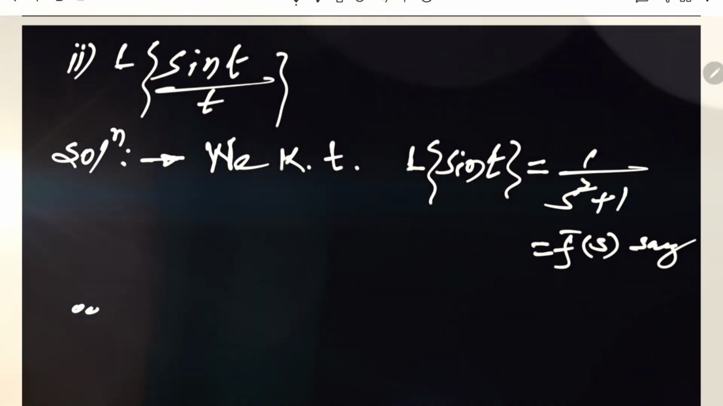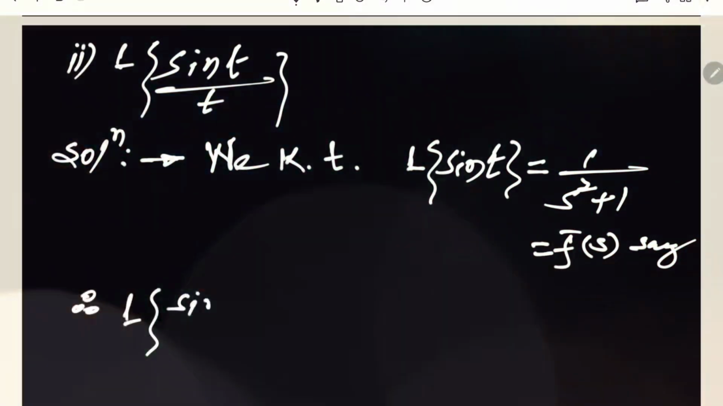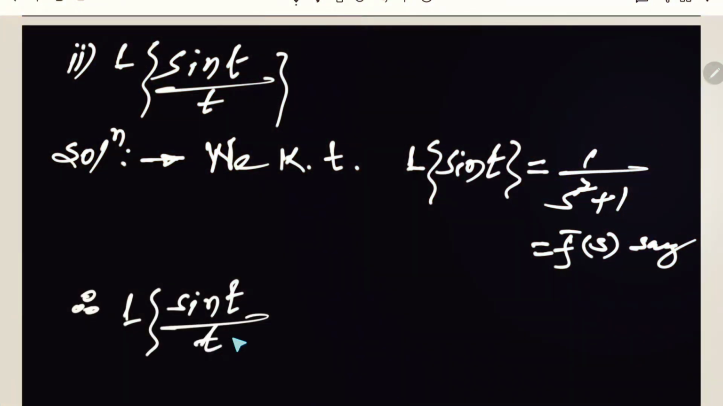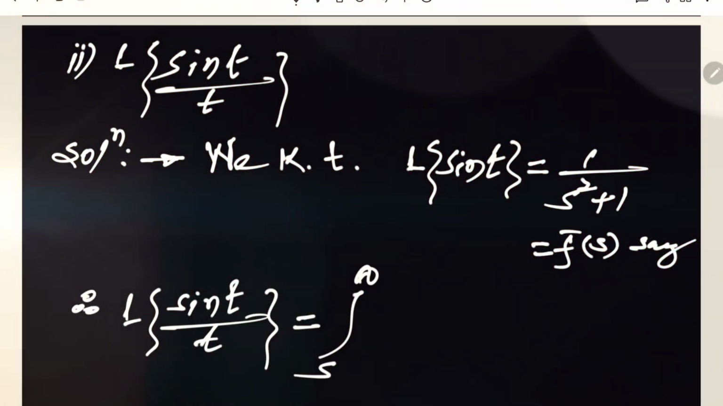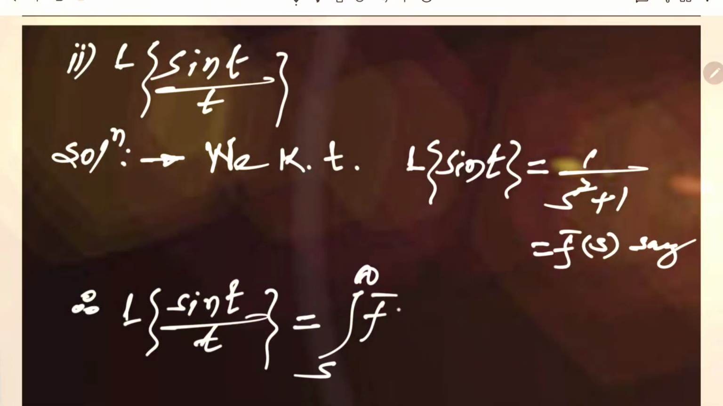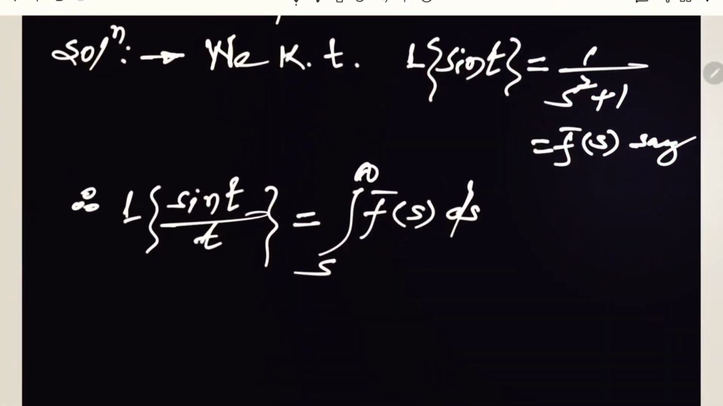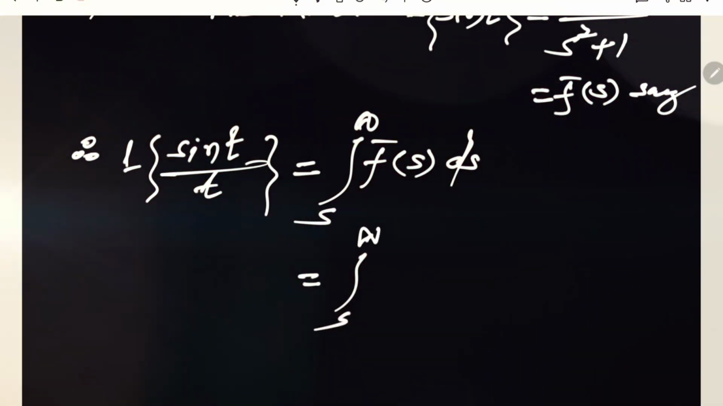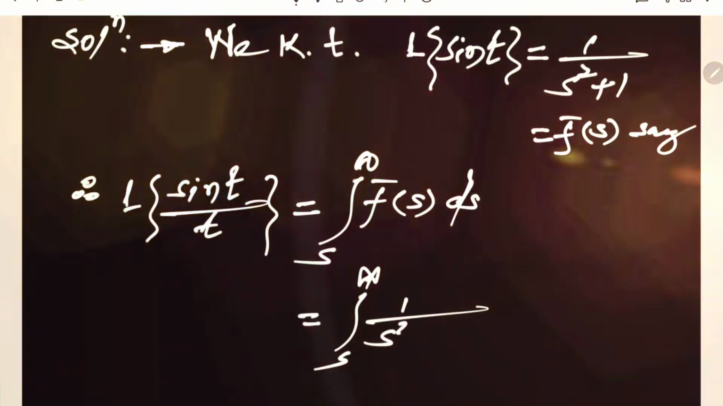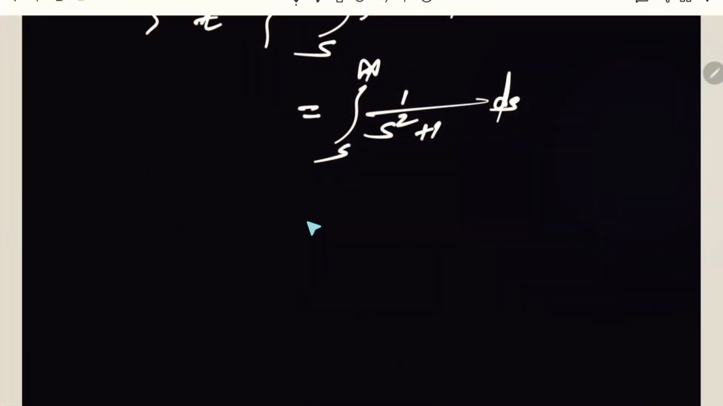Then in the next step, we apply that theorem. Therefore, by that theorem, Laplace of sin t by t is equal to the integration from s to infinity of f bar of s with respect to s. Substituting the value, we get the integration from s to infinity of 1 upon s square plus 1 with respect to s.